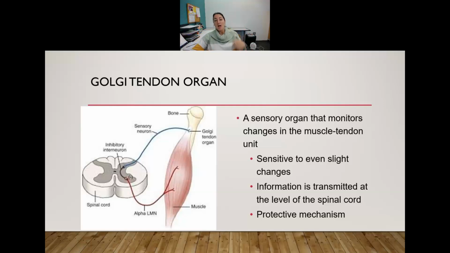It also will react to too much resistance, like if you're picking up too much weight or something, and when you're sustained in a position for too long. I have examples at the bottom.